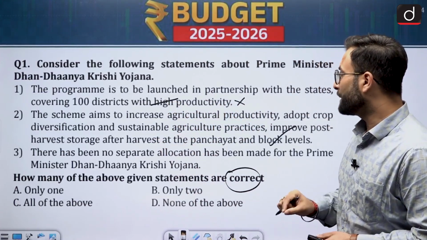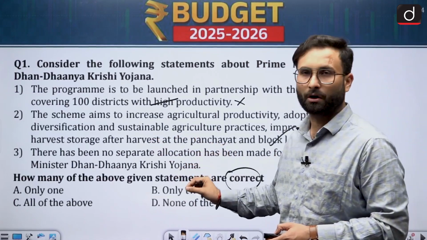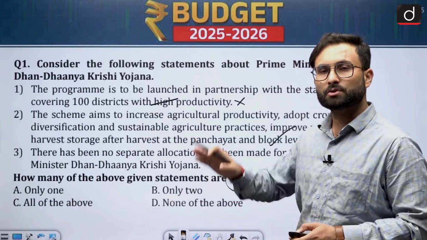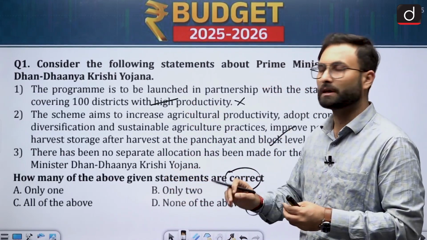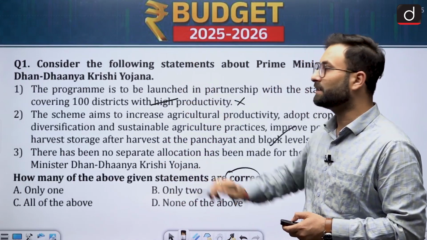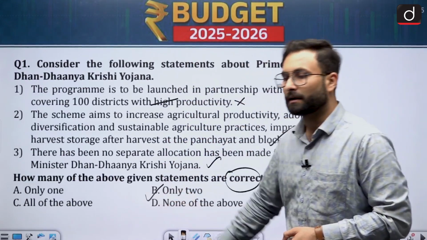There has been no separate allocation made for the Prime Minister Dhan Dhanya Krishi Yojana. Obviously, there is no separate allocation. There is already some money given for rural development and agricultural development, and within that, there will be Dhan Dhanya Krishi Yojana. So statements 2 and 3 are correct. Option B would be your right answer over here.